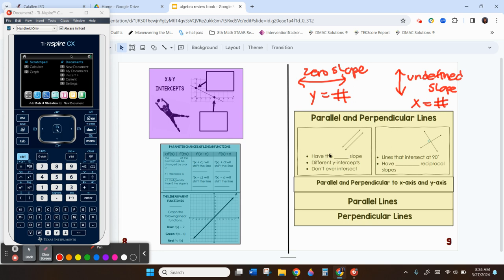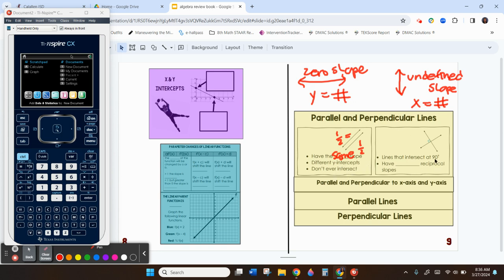So here we're going to talk about parallel and perpendicular. The first one we're going to talk about is parallel. So parallel lines have the same slope. If the slope of the top line is 1/2, the slope of the bottom line is also going to be 1/2. So they're going to be exactly the same. They'll have different y-intercepts and they'll never intersect.